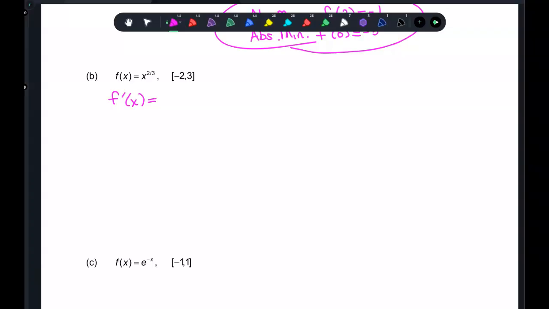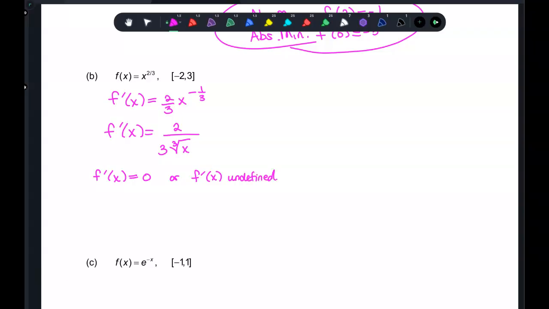Okay, that's going to be 2/3 x to the negative 1/3. Okay, I'm just going to rewrite this. So it's 2 over 3 cube root of x. Now I want to check for two things. I want to check, is f prime of x equal to 0? Or is f prime of x undefined?